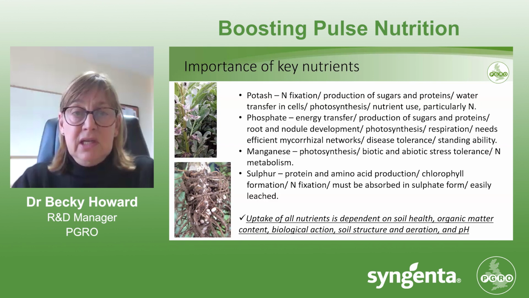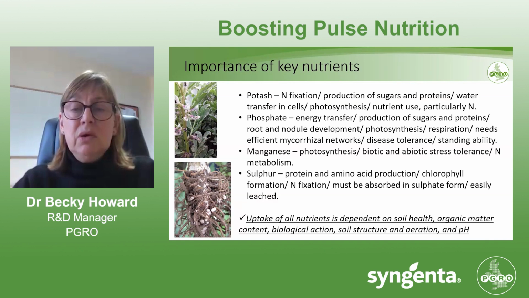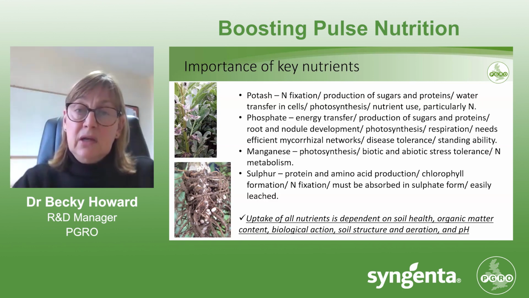But phosphate does need efficient mycorrhizal networks in order to be taken up effectively. And phosphate in particular does give some disease tolerance, particularly in beans. When we're looking at chocolate spot, phosphate deficiencies can lead to significantly higher levels of chocolate spot, but also affect standing ability, so the turgidity of the cells in the plant.